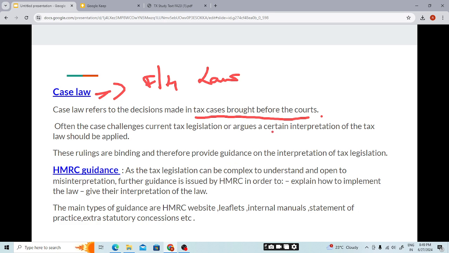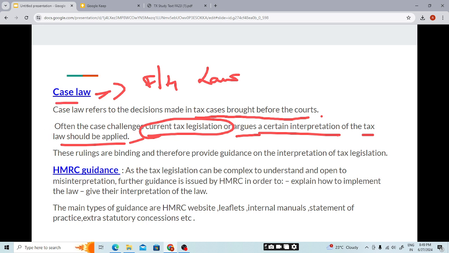Certain interpretations of the tax law should be applied. Often the case challenges current tax legislation or argues a certain interpretation of tax laws should be applied. Means the current legislation made by the parliament, if any arguments or interpretations are there, and if you have 2 to 3 ways of interpretation, you will have a confusion whether to apply this or that. If there is any interpretation and if you pay low tax, the HMRC will lose its revenue. So you can use the case laws.